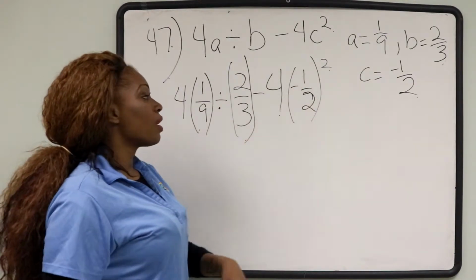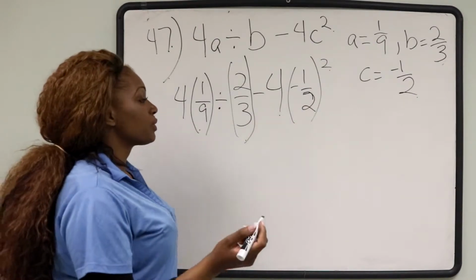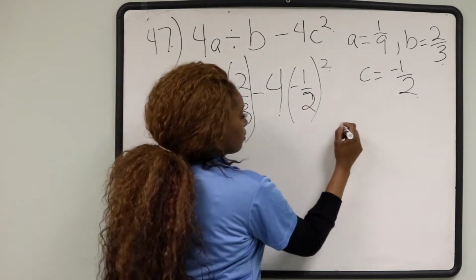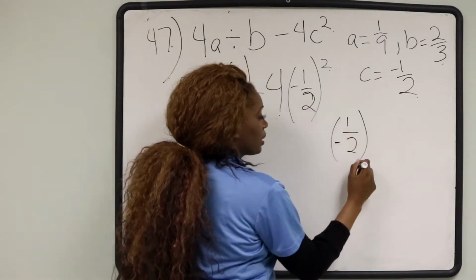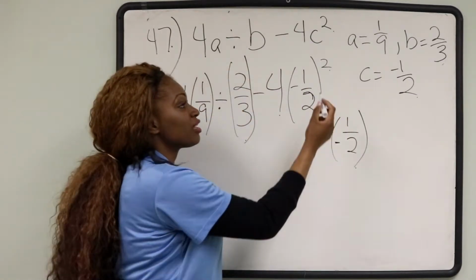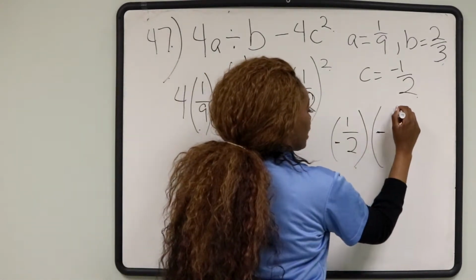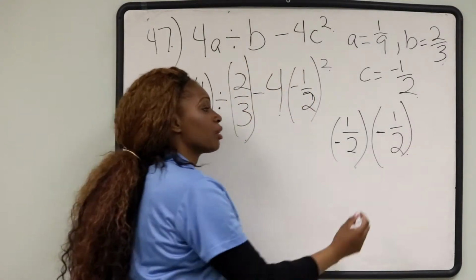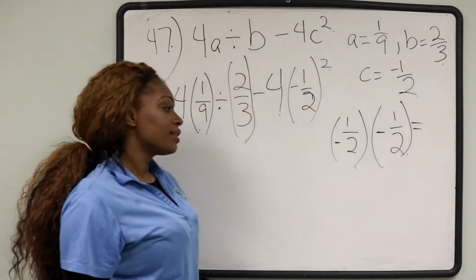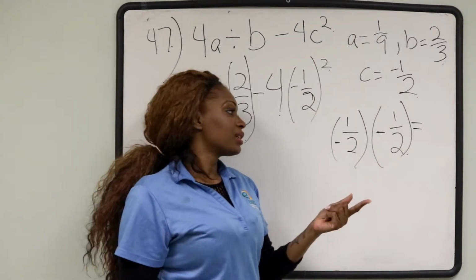We have -1/2 squared. So what we're essentially doing is we're taking -1/2, and we're just multiplying it by ourselves. That's what square means, just multiplying it by itself. So you're just multiplying it by another -1/2, okay? And we're just going to multiply straight across. Now always remember, when you multiply a negative times a negative, you always get a positive.